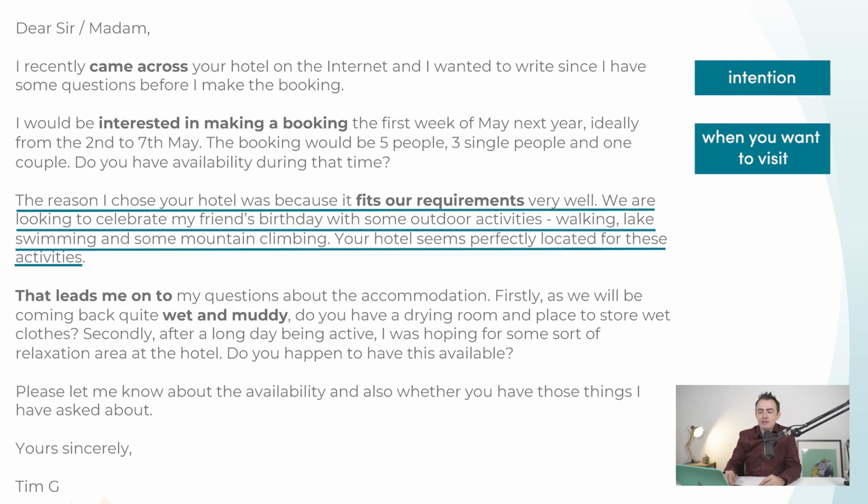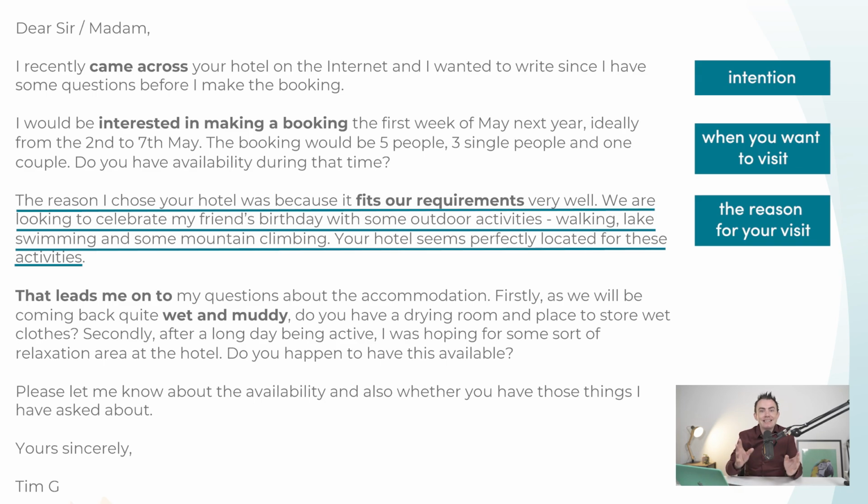The next paragraph is going to tell the manager the reason for your visit. The reason I chose your hotel was because it fits our requirements very well. We are looking to celebrate my friend's birthday with some outdoor activities, walking, lake swimming, and some mountain climbing. Your hotel seems perfectly located for these activities. So we've used some language there to fit our requirements.